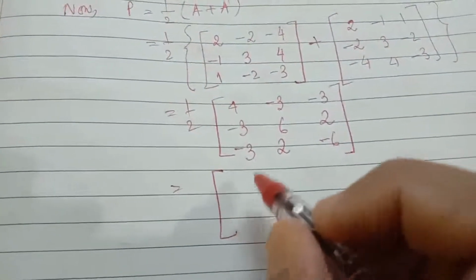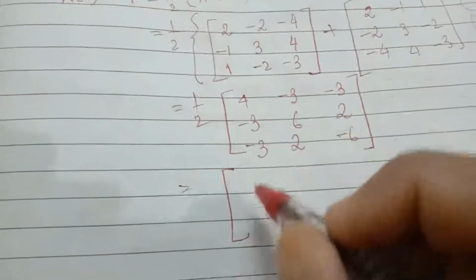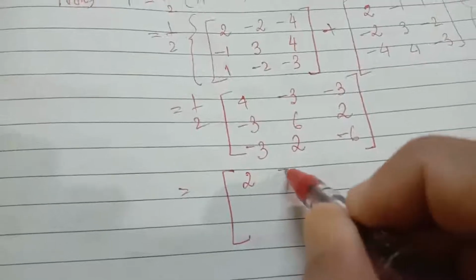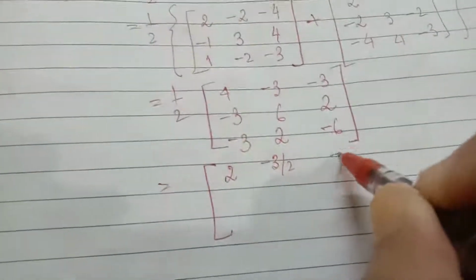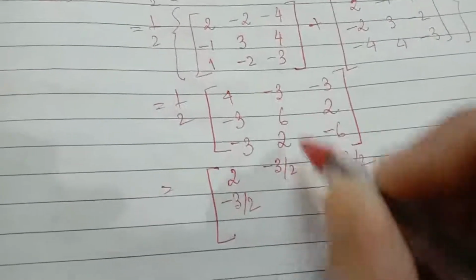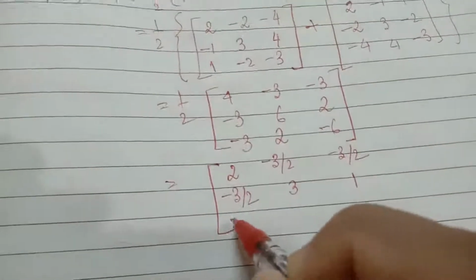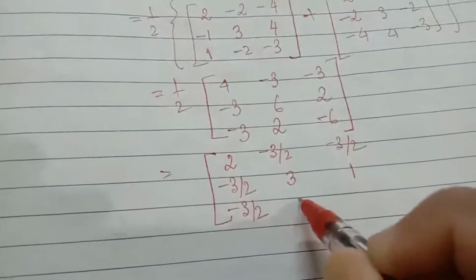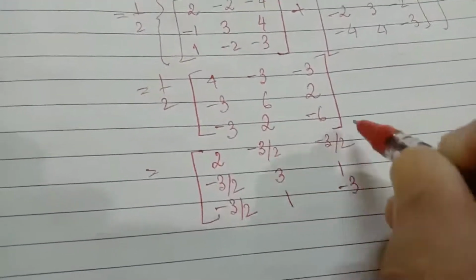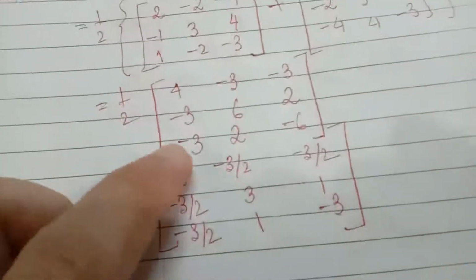Now dividing by 2, half into 4 is 2, minus 3 by 2, minus 3 by 2, 3, 1, minus 3 by 2, 1, minus 3. Just you see, diagonal elements are 2, 3, minus 3.